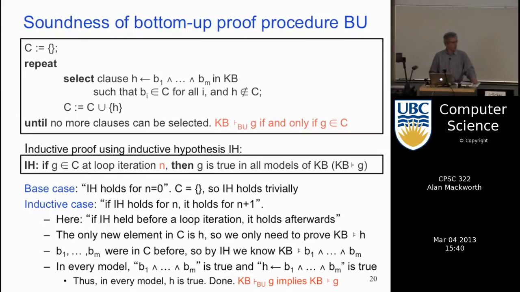Question, yeah. For the last step, do we also mention the case where m equals 0, or do we assume that? Yeah, if m equals 0, this is trivially the case. There's no body, so it's true, and H got added. All of these theorems apply when there's no body, because it's trivially true. Any other question about the proof?